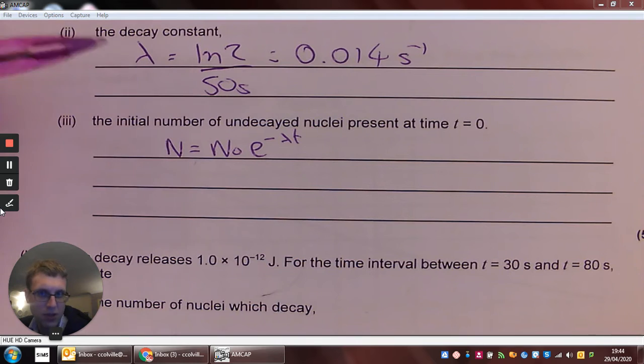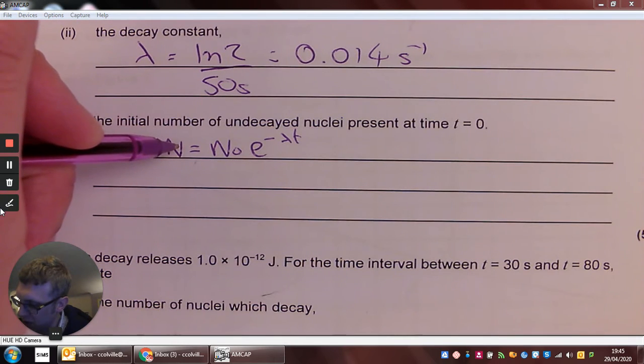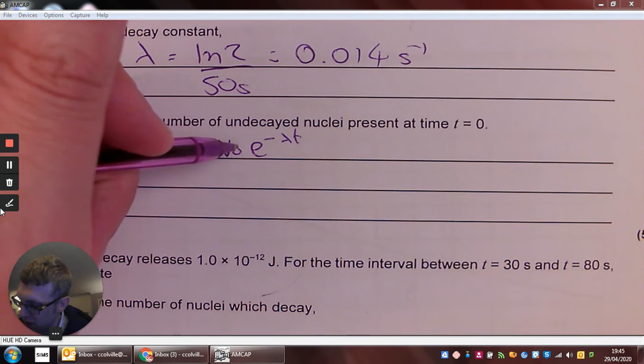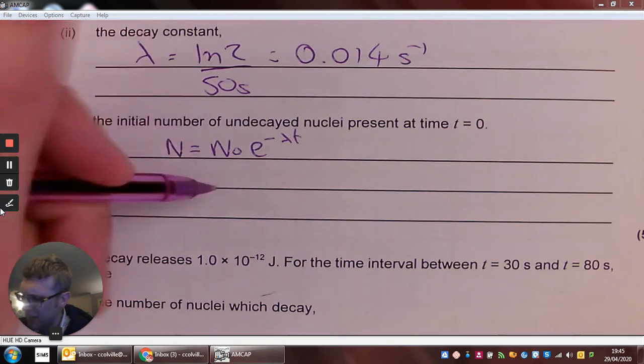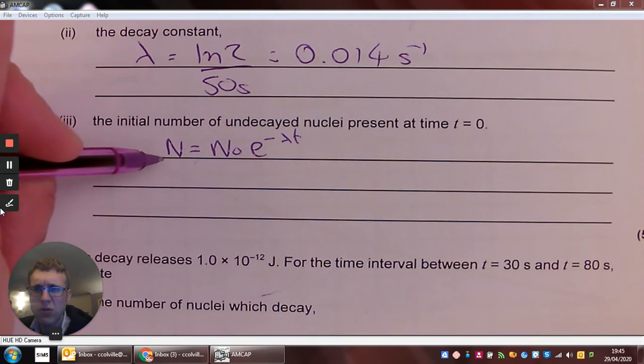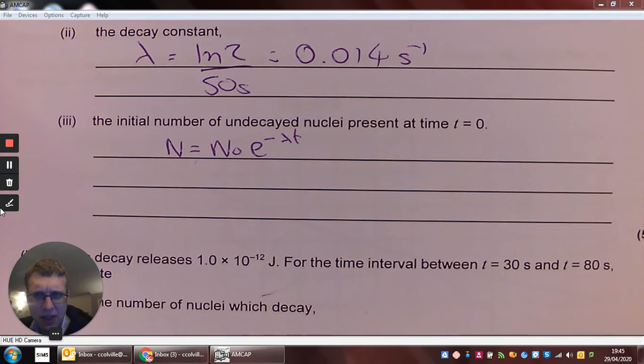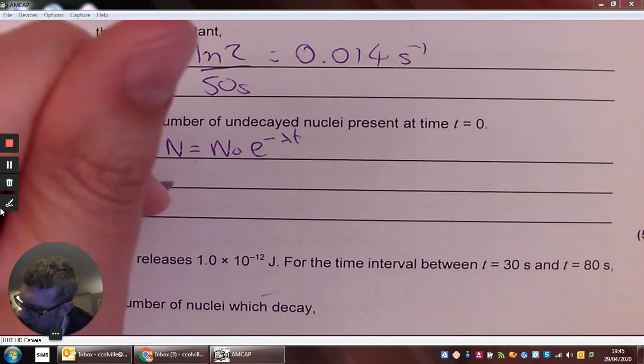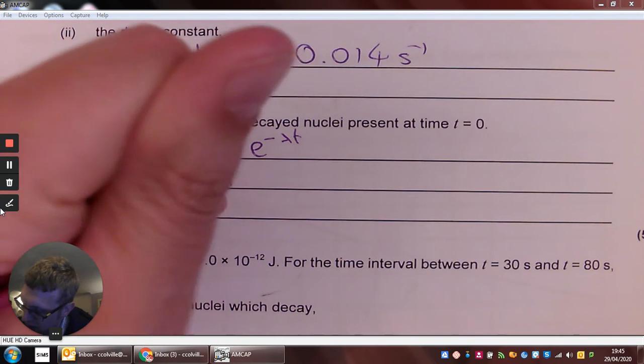So this is one option. If I had the number of particles at a particular point in time, I could work out the number at the start. But what I don't have for this is the number of particles at a later point in time. So let's think about the other equations that I've got. I also know that my activity is equal to lambda N.